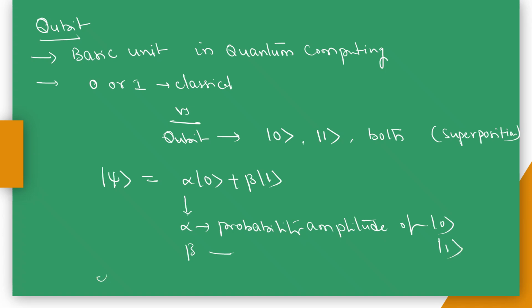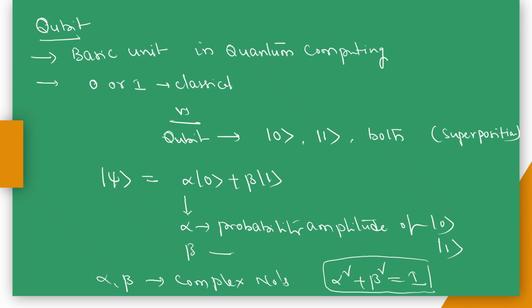Here alpha and beta are complex numbers, and they follow the normalization condition: alpha square plus beta square must be equal to 1. The sum of all the probabilities must be equal to 1. Here alpha square is the probability of state 0 and beta square is the probability of state 1.